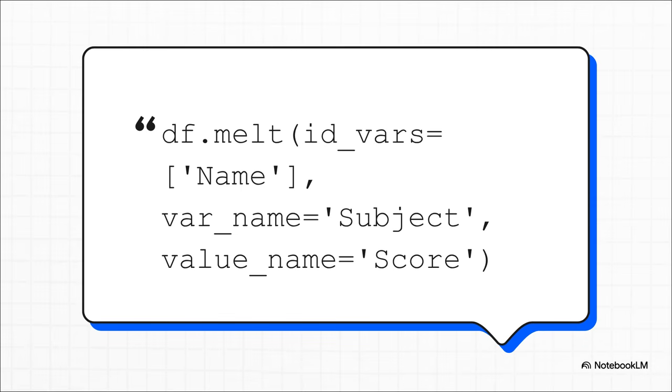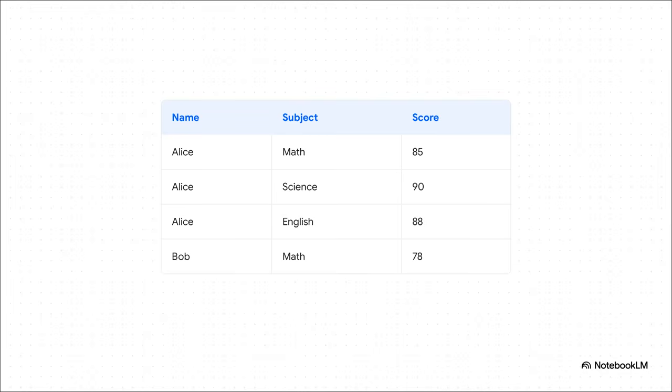What we're telling Pandas is, hey, keep the name column as our main anchor, and then melt everything else down. Take those column headers and put them in a new column called subject, and take their values and put them in a column called score. And voila! Here is the result.